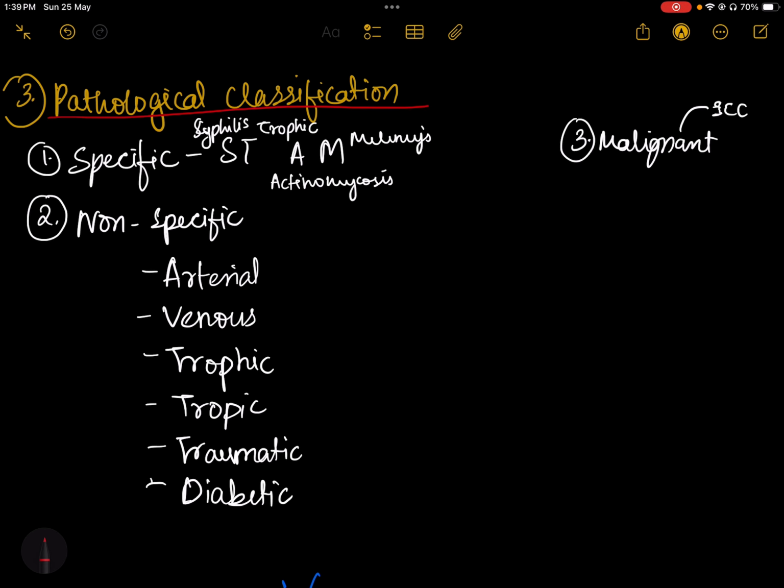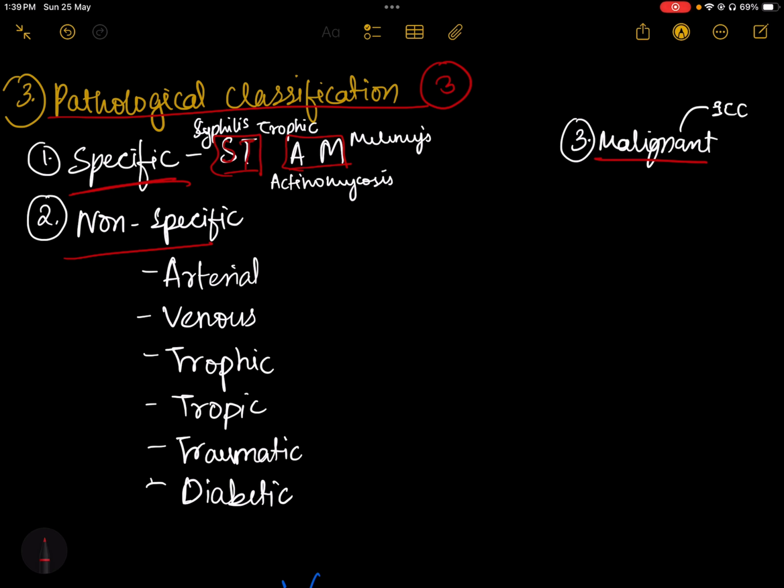The pathological classification is again of 3 types: specific, non-specific, and malignant. Specific ulcer examples are STAM. This is a small mnemonic, you can say, to remember. That is how I remember.